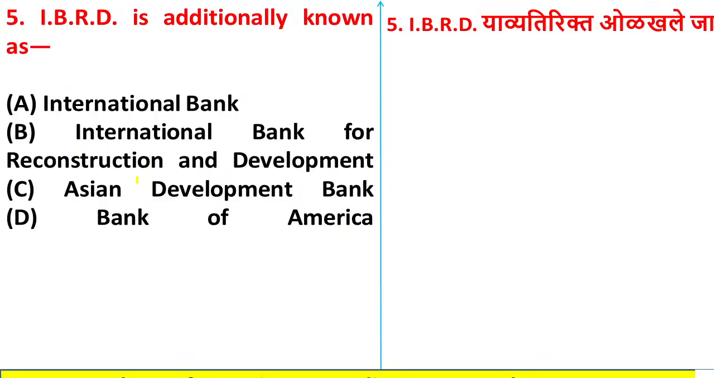Now, question number 5. IBRD is additionally known as option A, International Bank. Option B, International Bank for Reconstruction and Development. Option C, Asian Development Bank. Option D, Bank of America. Yes, this is also a very easy question. IBRD.